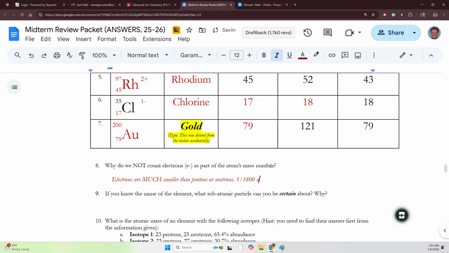You would need 1,800 electrons to equal a single proton or neutron. So why don't we add it to the mass? It doesn't matter. It's too small to matter. The same reason why when you're trying to lose weight, you don't bother cutting your fingernails extra close.